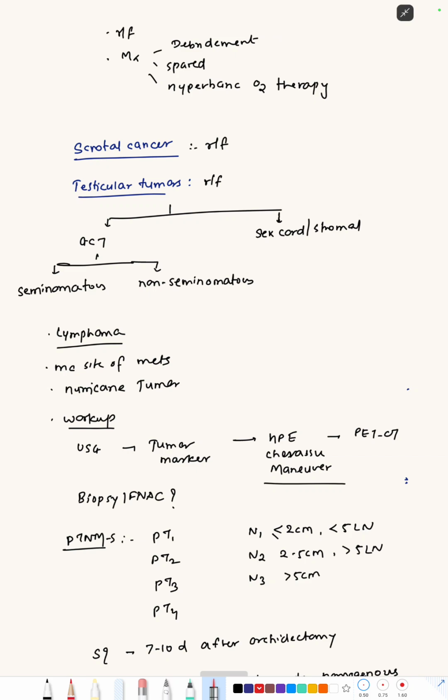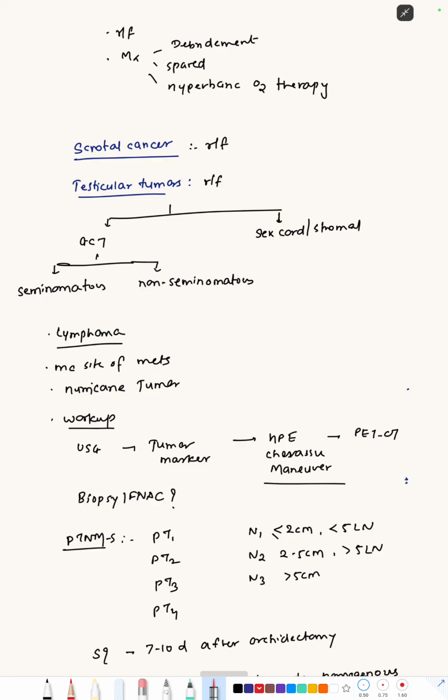pT1 is where the tumor is limited to the testes and epididymis, and it is not associated with lymphatic or vascular invasion. pT2 is where the tumor is limited to the testes and epididymis with vascular or lymphatic invasion, or it involves the tunica vaginalis. Then pT3 is where the tumor invades the spermatic cord, and vascular lymphatic invasion is seen. pT4 is where the tumor invades the scrotum.